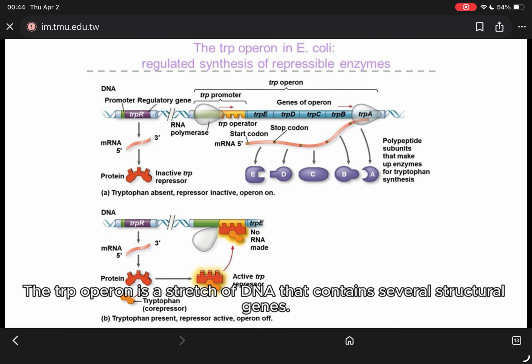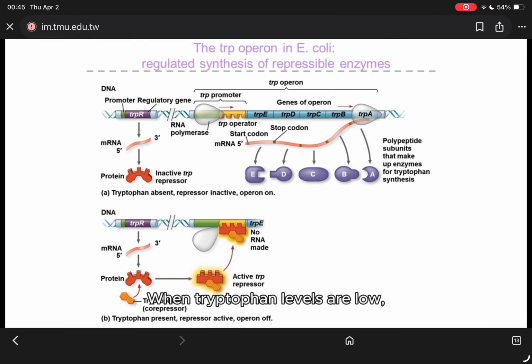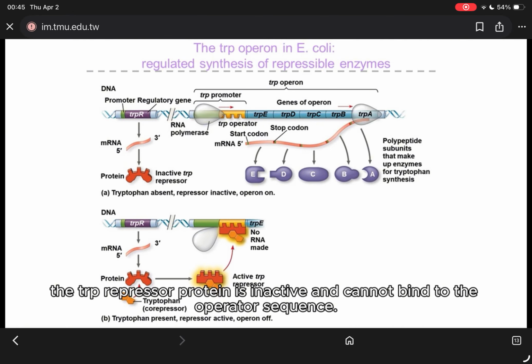The TRP operon is a stretch of DNA that contains several structural genes. These genes encode the enzymes necessary for tryptophan biosynthesis. When tryptophan levels are low, the TRP repressor protein is inactive and cannot bind to the operator sequence.